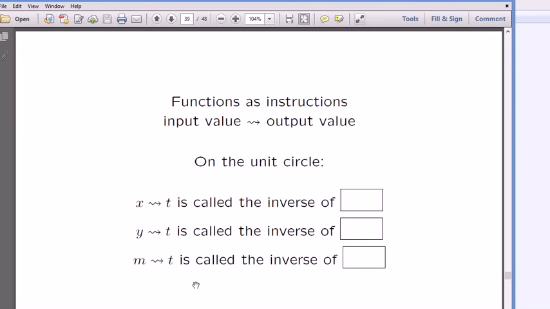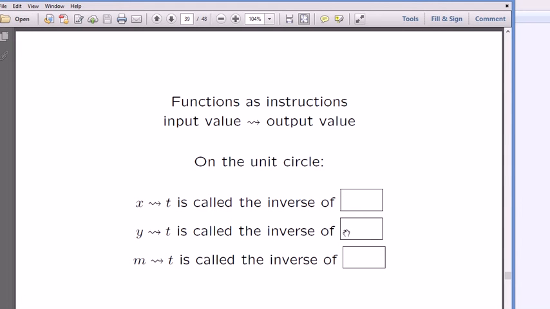A review of what we have already done about inverse functions. Just a little bit of review. What is a function? I introduce a function as an instruction, not a formula. I give you an input value, you follow an instruction, and there's an output value. That's how you should view a function in higher mathematics, not just one formula.